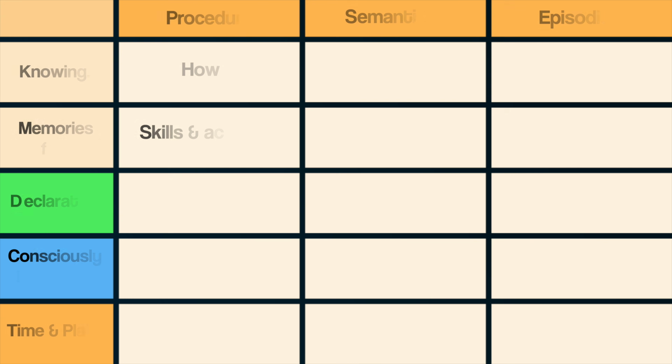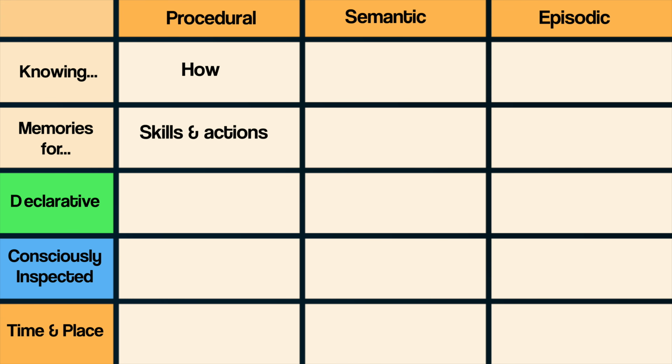Next we come to the types of long-term memory. There are 3 types you need to know: procedural, episodic, and semantic. Procedural memory is the memory for skills and actions. Think riding a bike or playing an instrument or typing on a keyboard.